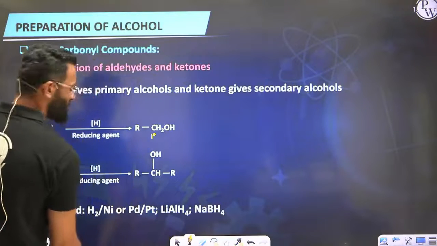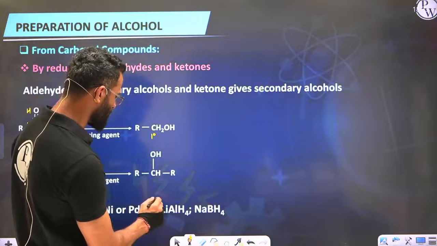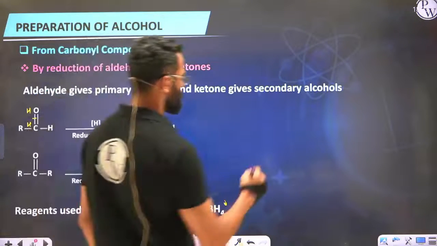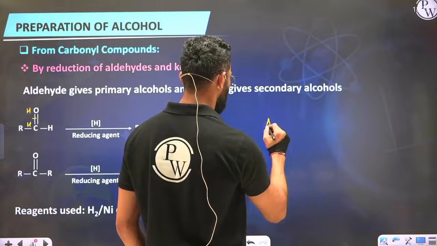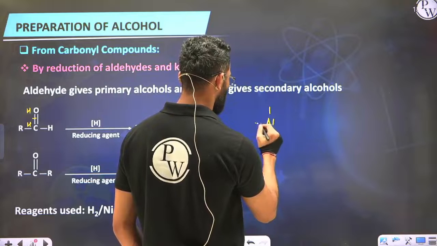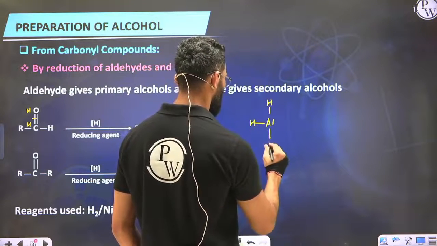Alright, everyone, let's get introduced to these two reagents first. Let's say we are talking about lithium aluminum hydride and sodium borohydride. So, aluminium, we know the general valency for aluminium is 3. It contains 3 hydrogen atoms connected to aluminium.